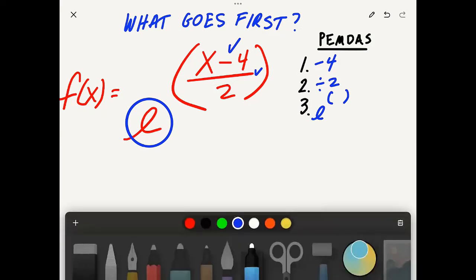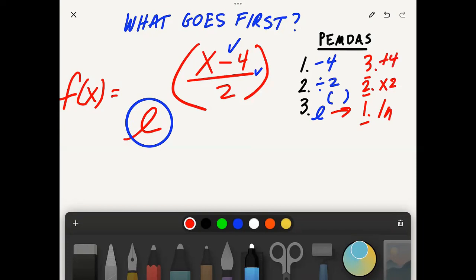Now if I want to find the inverse, I just reverse the order. So this is going to go first, second, third. And all I'm going to do is find the inverse of something with a base of e. That would be the natural log. So I'm going to take the natural log first, and then multiply by 2, because that's the inverse of dividing by 2. And the last thing I'm going to do is add 4.